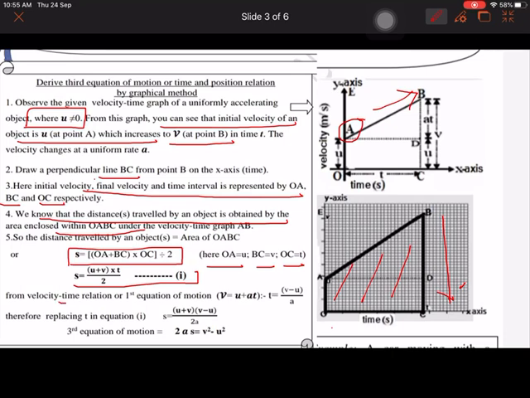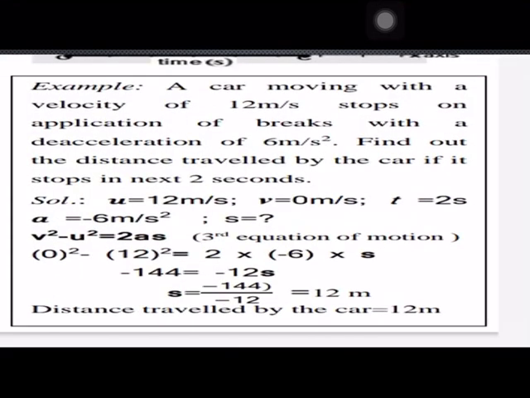From the first equation of motion, v equals u plus at, so t equals (v minus u) upon a. We replace t with this, and it comes out to be the third equation of motion, which is 2as equals v square minus u square. So it is very simple. Do practice this. Now there is a question.